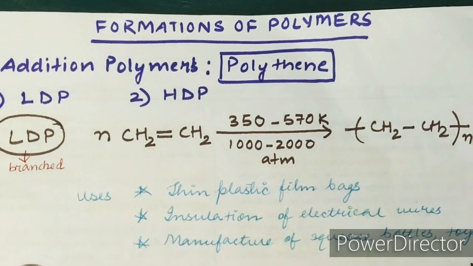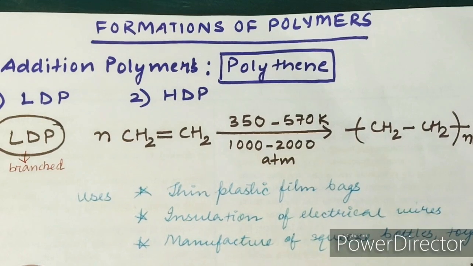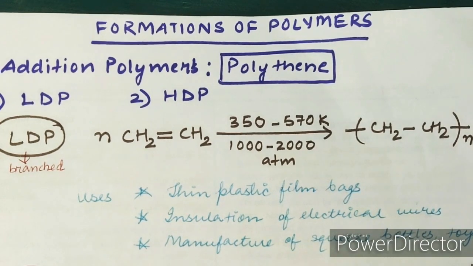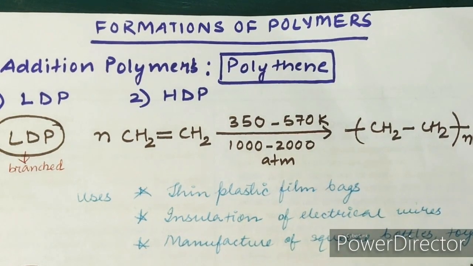In this quality, there is the linear chain. The linear chains are one after another, so there is no branching and hence the density is also high. So it is known as the high density polyethylene.